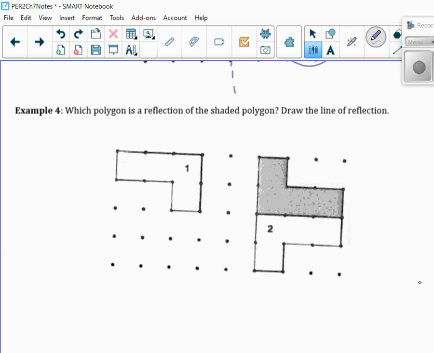Which polygon is a reflection of the shaded polygon? So you might think, oh, well, 1 looks like it's a reflection. However, it's not. If I were to put a vertical line here, although the distance between the two are the same, it's this part and this part that aren't lining up as a reflection. So in this case, 1 is not a reflection, so I'm going to get rid of all that. However, if I put a line right here, do you see? This would be a reflection. All right, moving on.